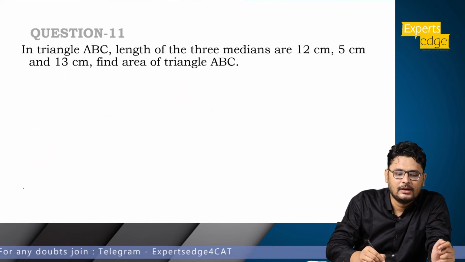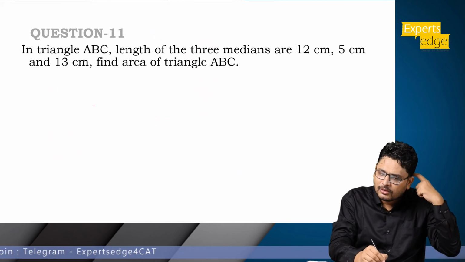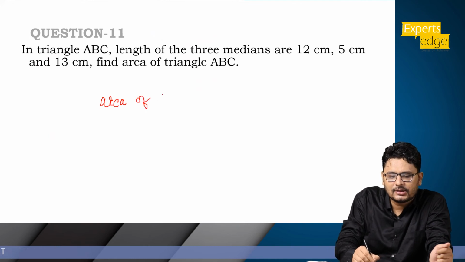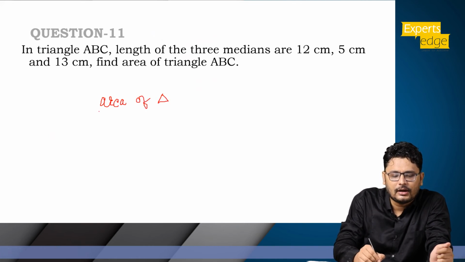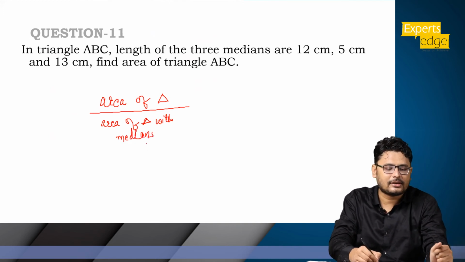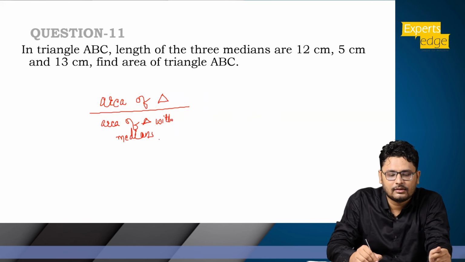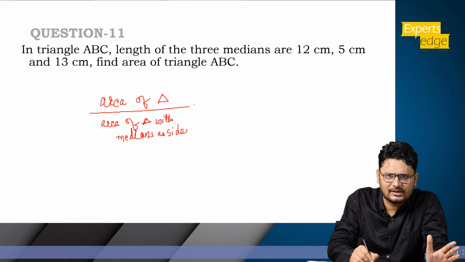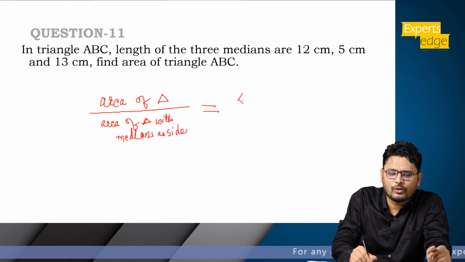Question number 11. So I hope you remember this. What was this relation? The area of the triangle upon the area of the triangle formed with medians as sides, right? If I take the lengths of the medians and make a triangle, its area is the area with medians as sides. And this is the area of the triangle with the original sides. Their ratio is always 4:3.